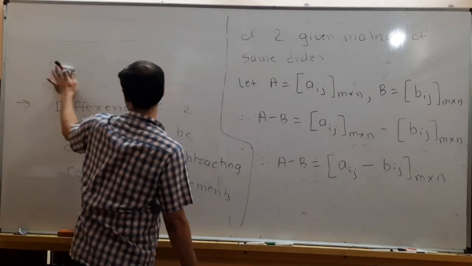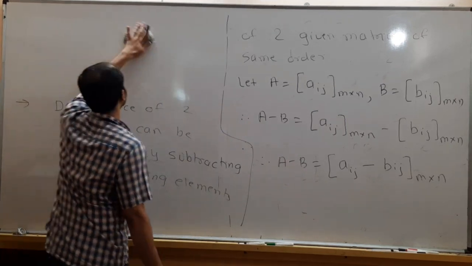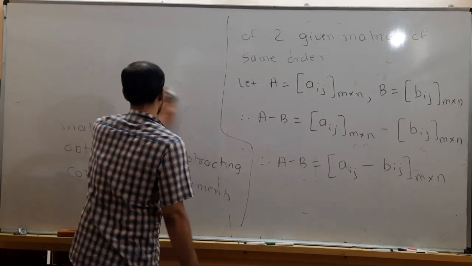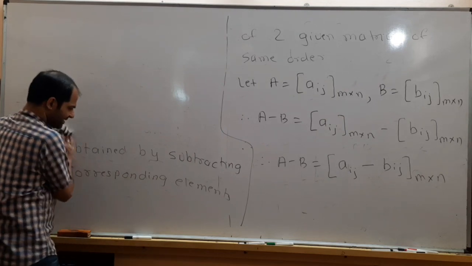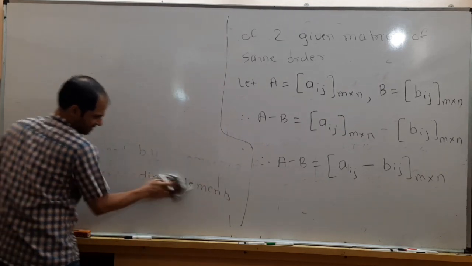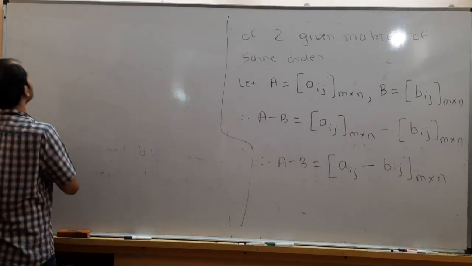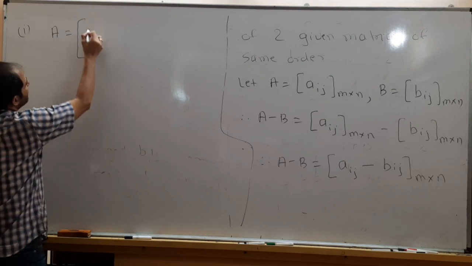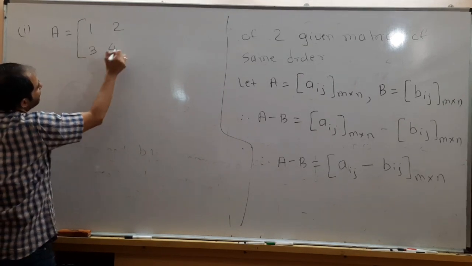I hope it is simple. Let me give two simple examples so you will understand. No need to panic, no need to worry. First, A is 1, 2, 3, 4.